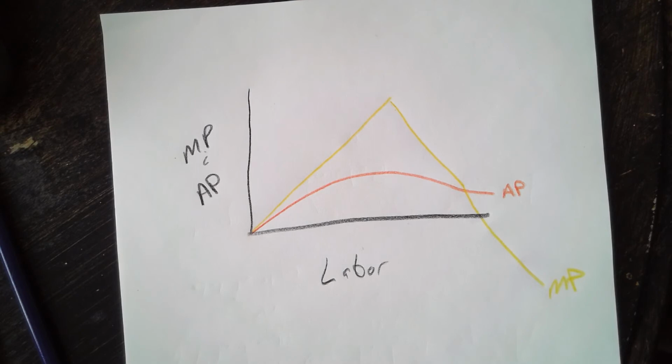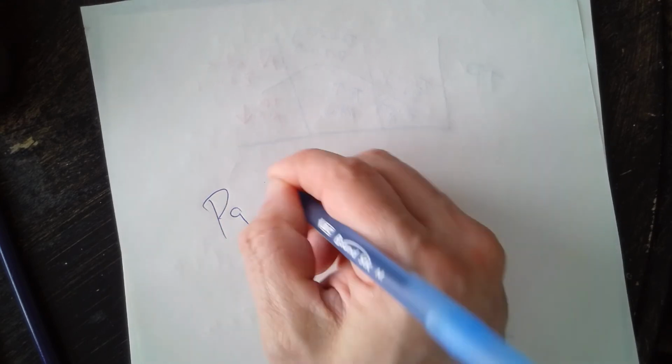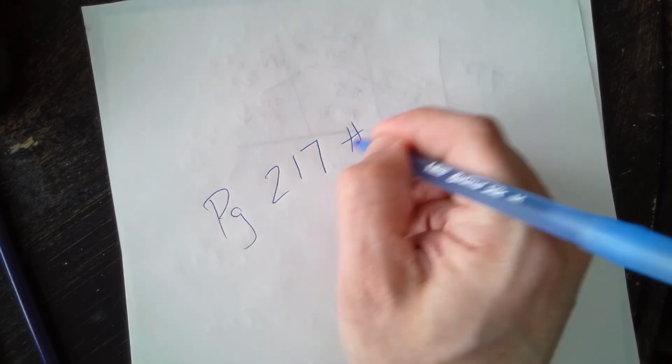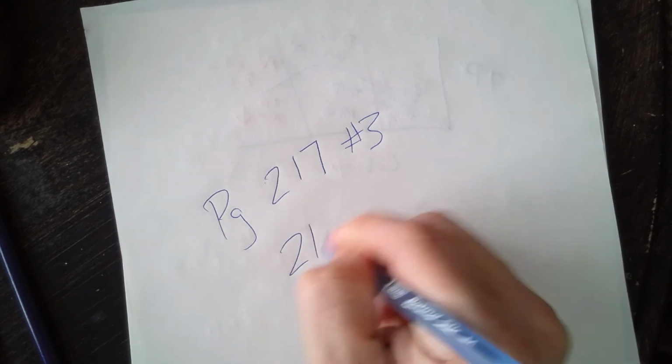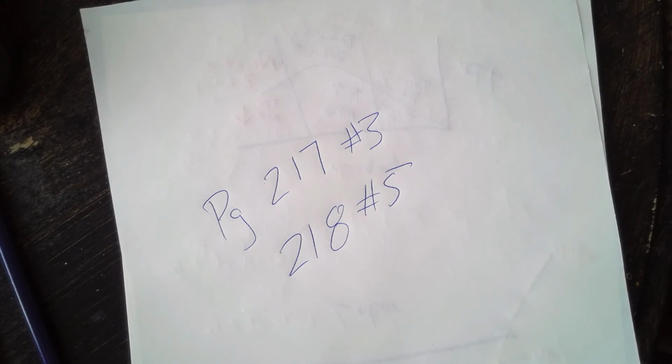So that's all for this lesson here. You do have a homework assignment. Your homework assignment is once again out of your textbook. It is page 217, number 3, and page 218, number 5. The substitute will collect this assignment tomorrow, and then you'll do some time in the practice with this stuff tomorrow in class as well.